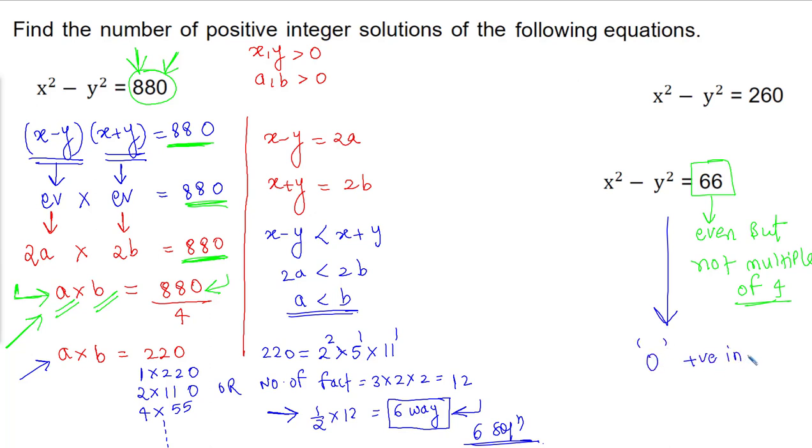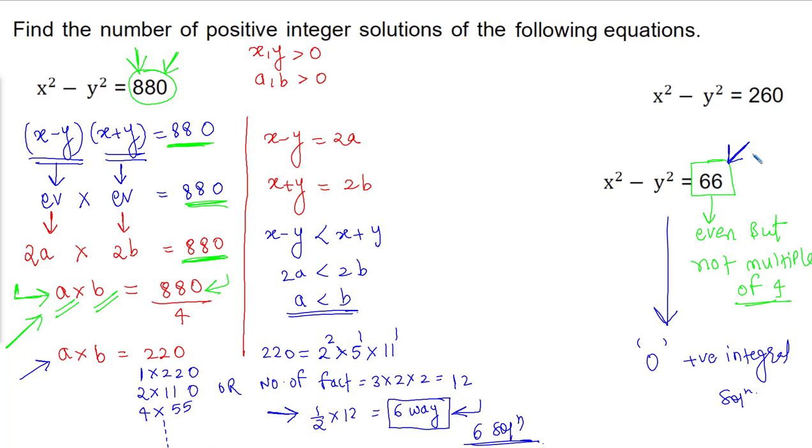Okay everyone, 0 positive integral solutions. What we need to remember is, if x square minus y square is equal to an even number, and that even number is not a multiple of 4, then the answer is going to be 0 integral solutions. If x square minus y square is equal to an even number and that number is a multiple of 4, then and only then we will get integral solutions. I hope everyone understood this.